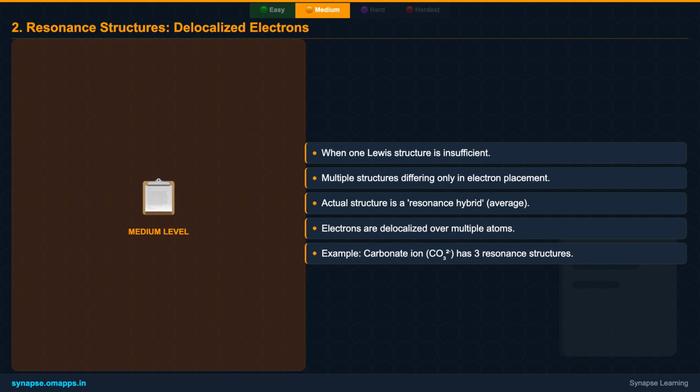Finally, we'll discuss the exceptions to the octet rule. Not all atoms play by the 8 electrons rule. Some can have fewer, like boron, known as an incomplete octet, while others, from the third period onwards, can accommodate more than 8, called an expanded octet, due to available d orbitals.